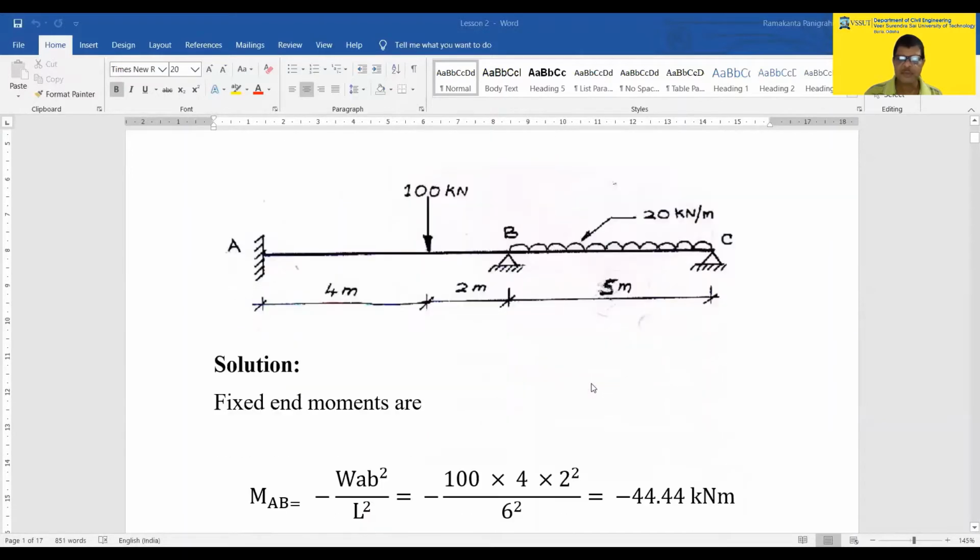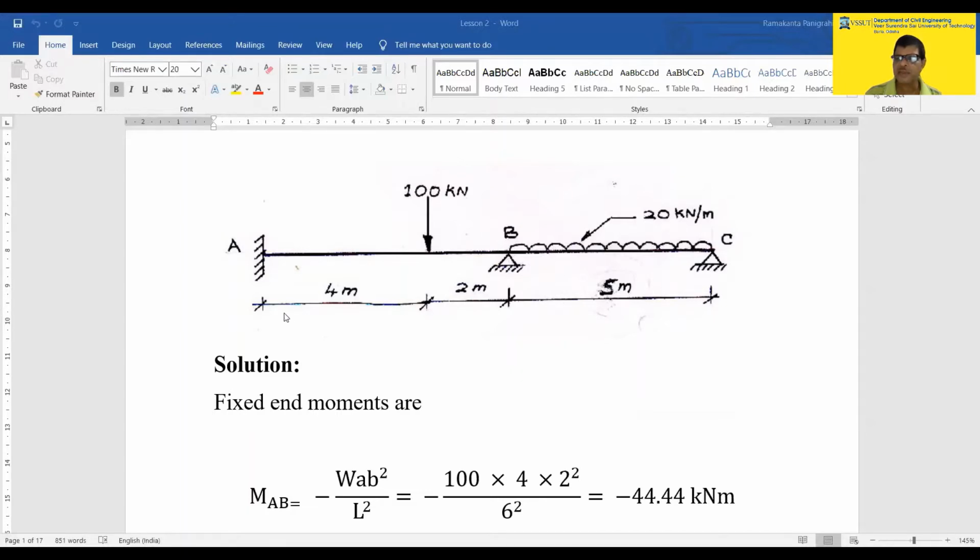Now, in the problem, you will see there are two spans. One is AB and the other is BC. AB is loaded with a point load, or a concentrated load, of 100 kilonewton at 4 meter from the fixed end support, because the left hand support is fixed and the right hand support is hinged. And also the span BC, having a span of 5 meter, is loaded with a uniformly distributed load of 20 kilonewton per meter throughout the span. So now this is the problem.